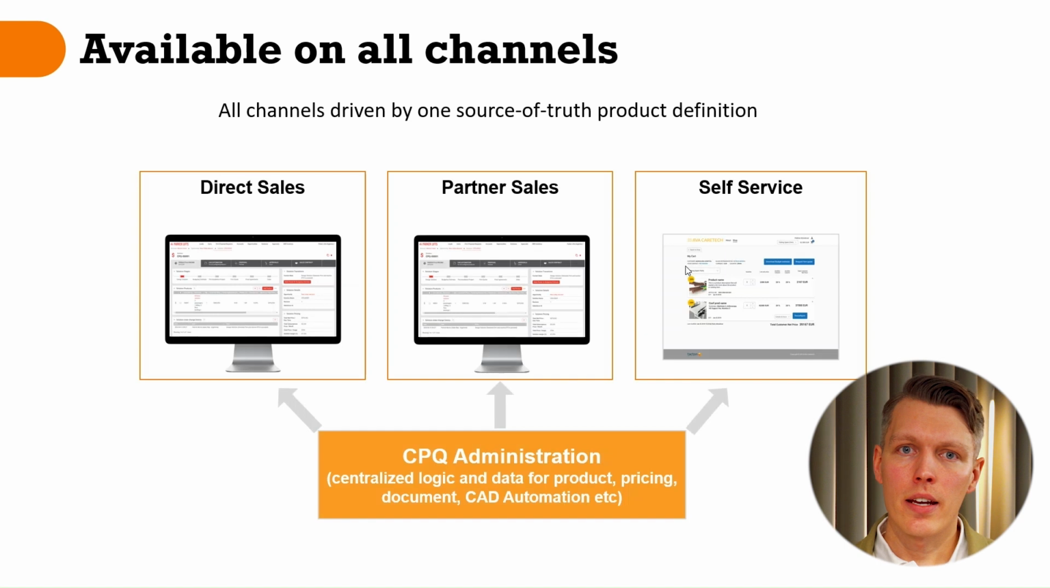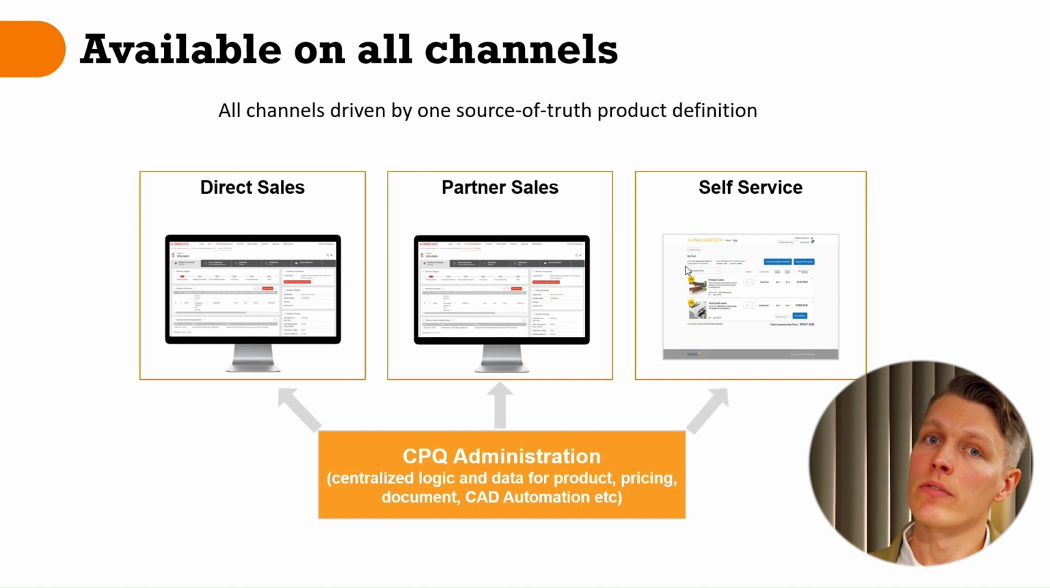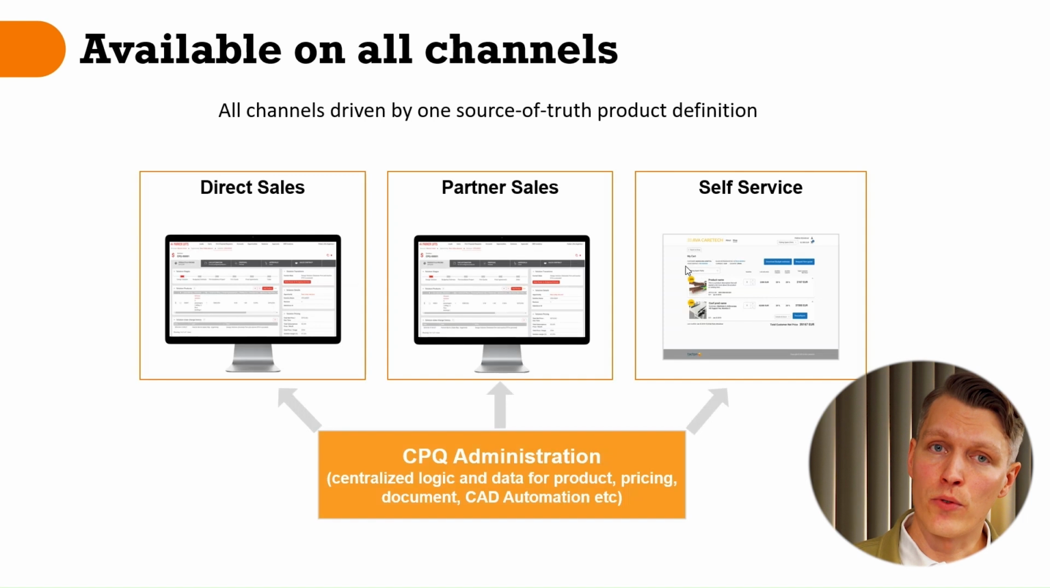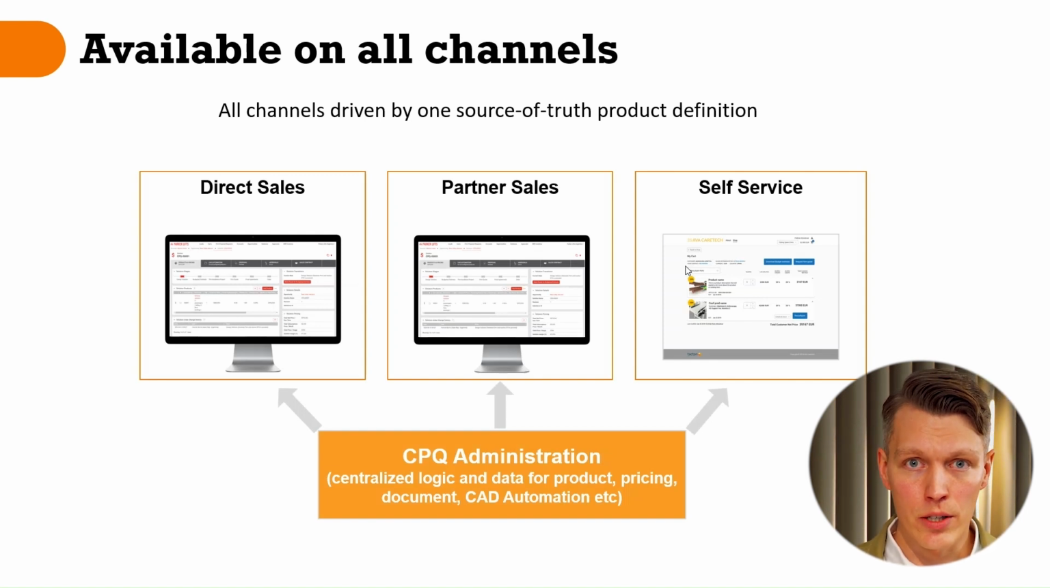And the last thing that I wanted to mention is that CAD automation is available across all our channels. So we were looking at direct sales now, but it's also available, of course, for partner sales and self-service. Partner sales is also a portal where you log in, similar to CPQ with a named user, while self-service is something that you can embed onto your website, for example. But the interesting and important part here is that all of these three channels are governed by CPQ administration. So there's a single source of data, or single source of truth, for our logic, our products, and CAD automation included.